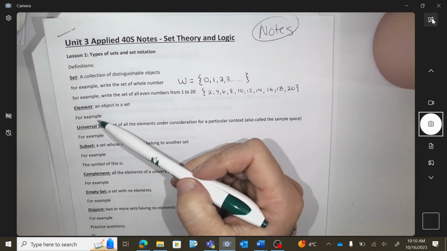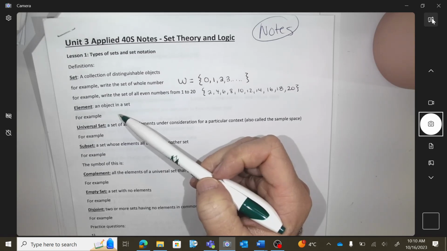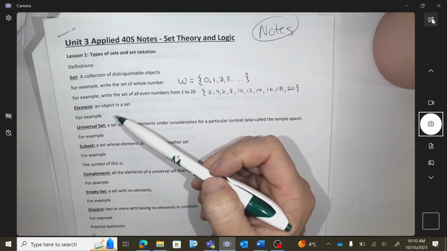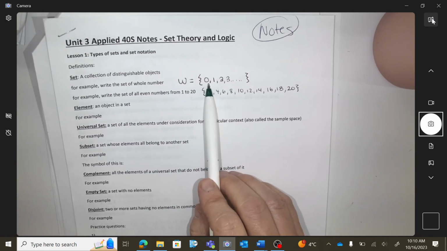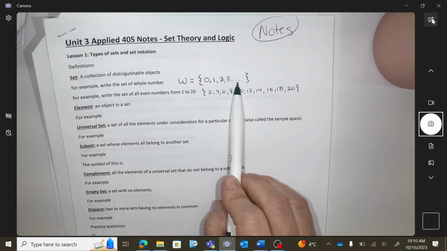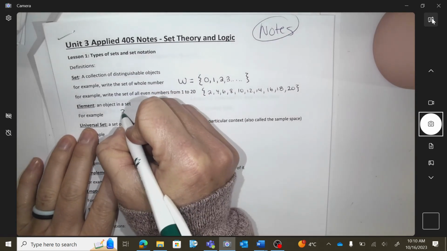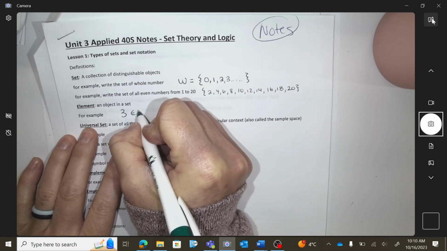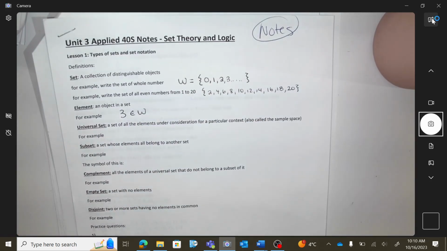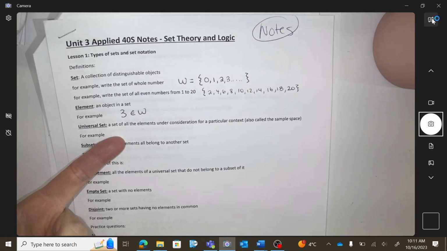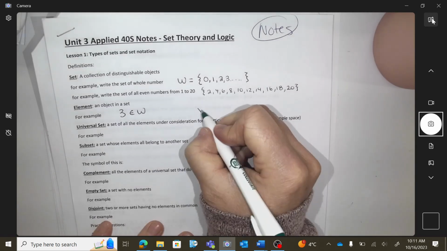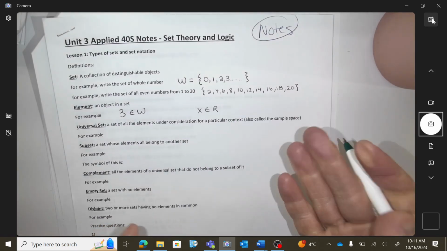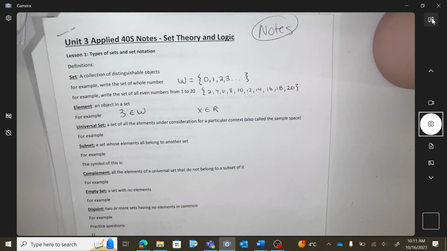An element is an object inside the set. We wrote out, for instance, the set of whole numbers, so we could say 3 is an element of that set of whole numbers. You guys have probably seen this before, right? When we say something like x is an element of the real numbers, that's what this is talking about. It belongs to the set of something.